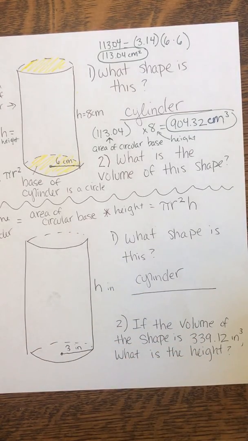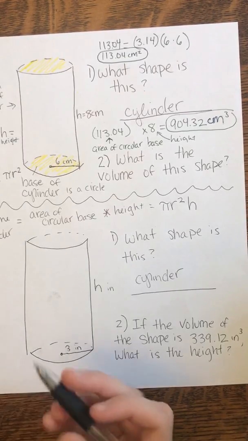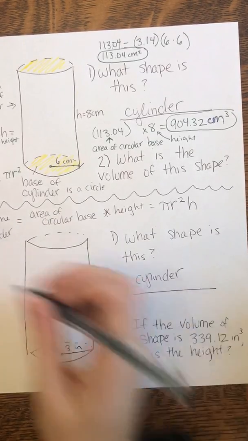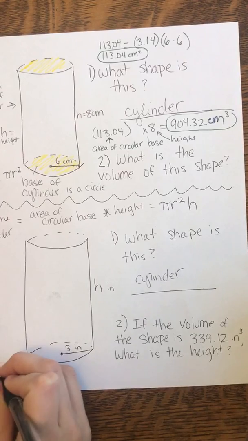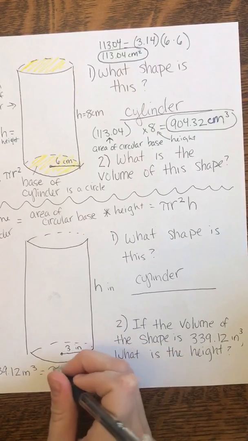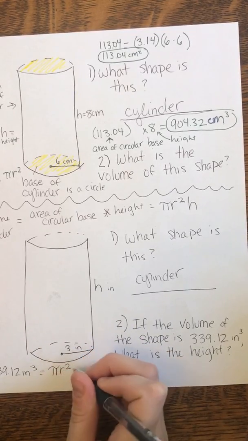And then, so I'm going to read question 2 because I have everything I need to know. If the volume of the shape is 339 and 12 hundredths inches cubed, what is the height? Oh my goodness. In this case, I'm not solving for the volume of the cylinder, I'm solving for the height. Can I do that? Oh, Miss Rika, of course you can. So I know what my volume is. So I can plug in 339 and 12 hundredths inches cubed for my volume. And then it's pi r squared times h.